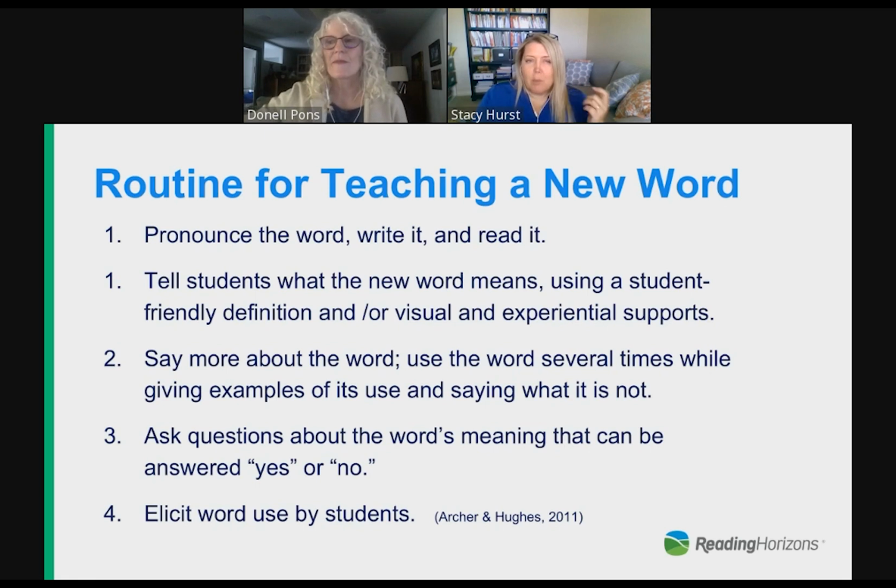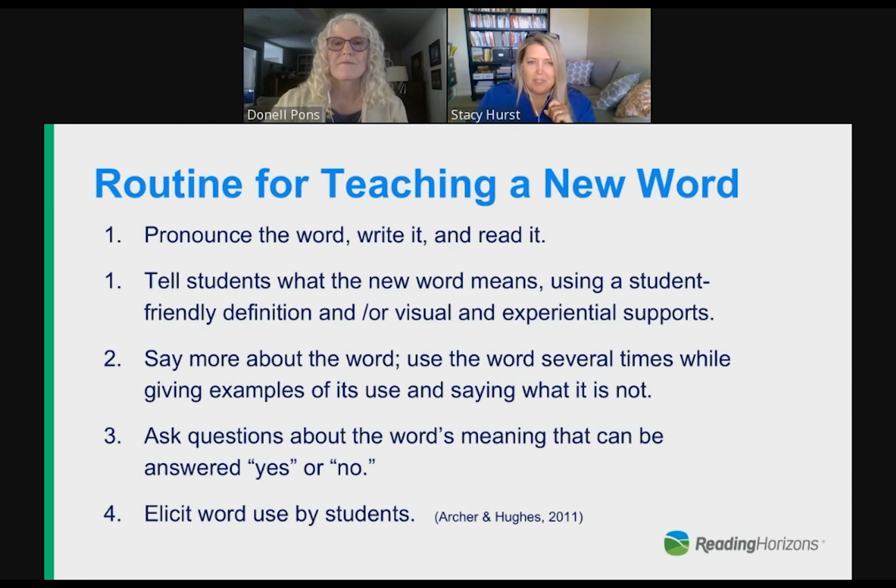And automatically, I hope you're thinking about that 4-part processor. Going back to that, we say it. We focus on the phonemes, the syllables. We're talking about the phonemic structure of that word. We write it. So there we have engaged the orthographic processor. And then also the next thing, we tell the student what the new word means. So now we've engaged the meaning part of that processor.